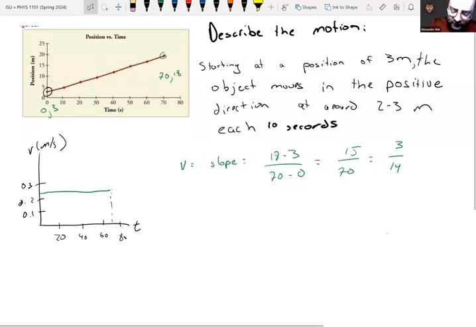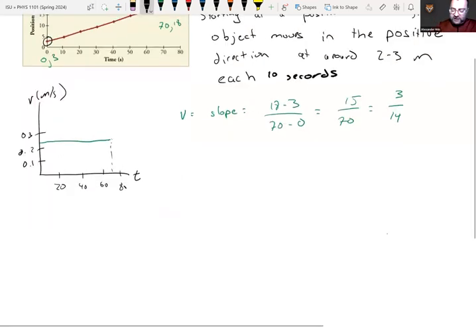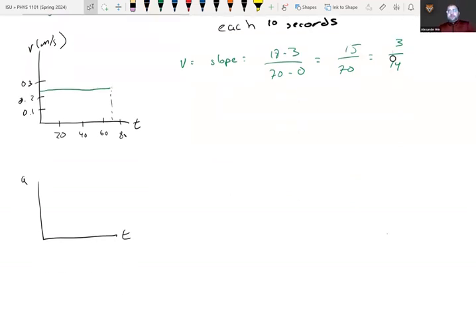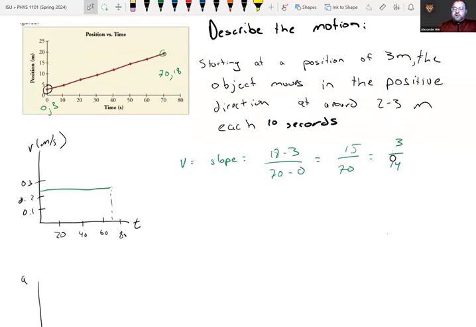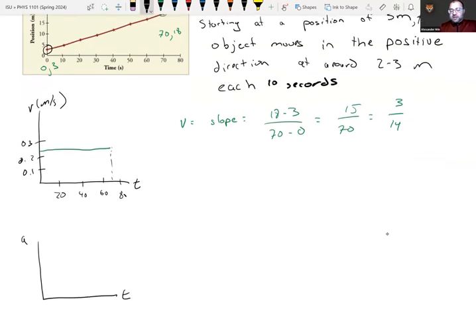Now, the acceleration. Another thing we might be asked to do is find the acceleration versus time graph. As a reminder, you can think about this a couple of different ways. First of all, the speed isn't really increasing. It's going at more or less a constant rate. The position is more or less increasing at a constant rate each time. So the speed isn't changing.